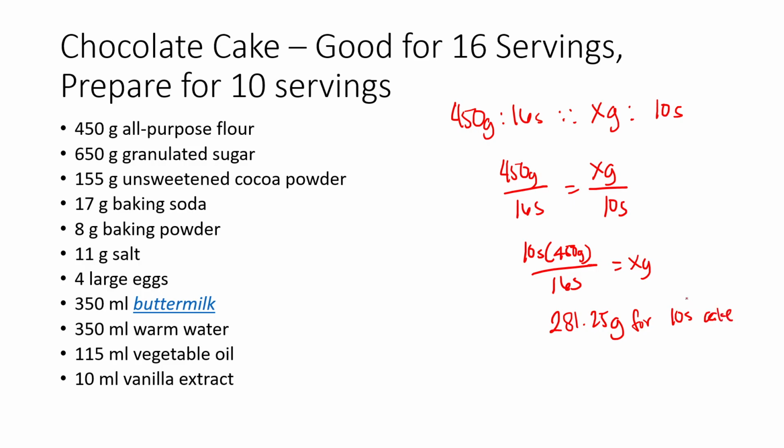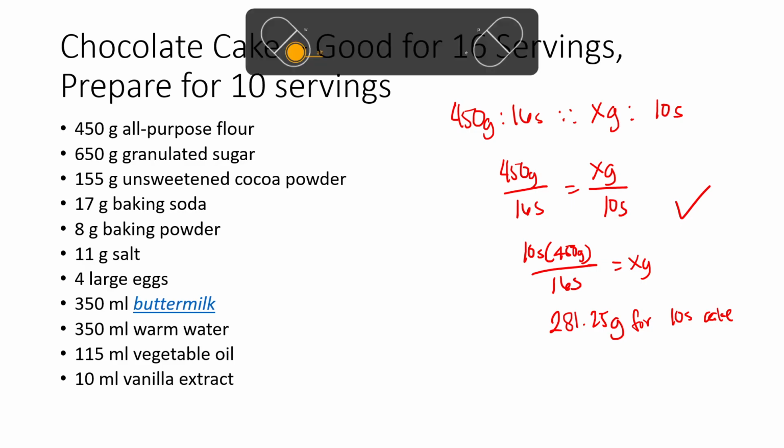Okay, you can do this procedure for every ingredient on the list. However, it will take you a long computation. What we want to do is to simplify it so we can solve faster. So this is a valid method and you will use ratio and proportion for every ingredient. However, there is another way.